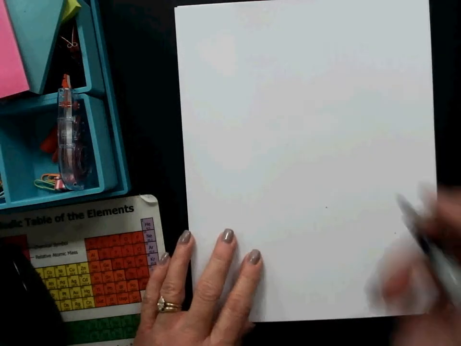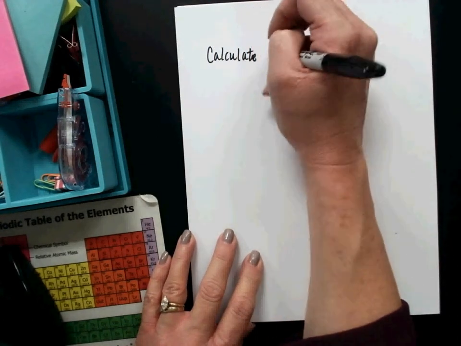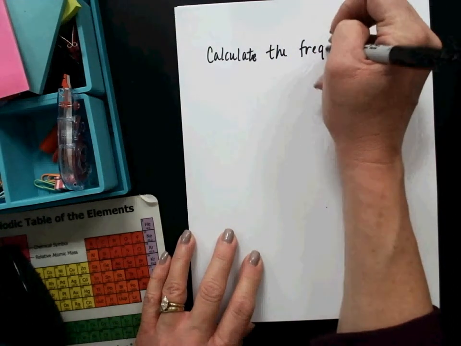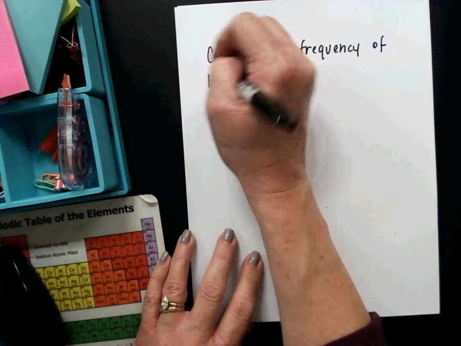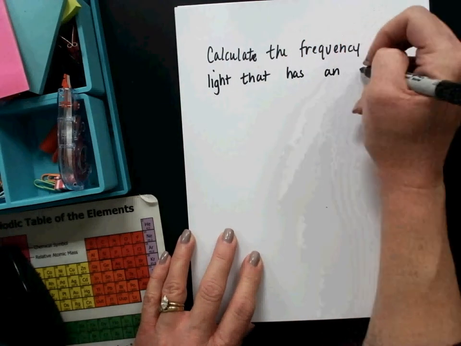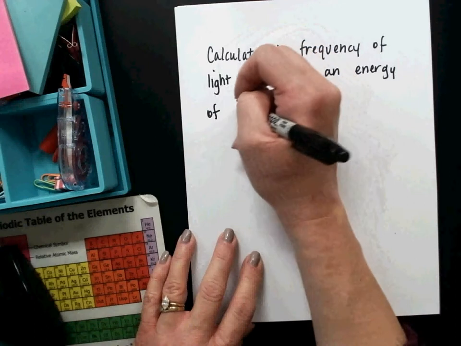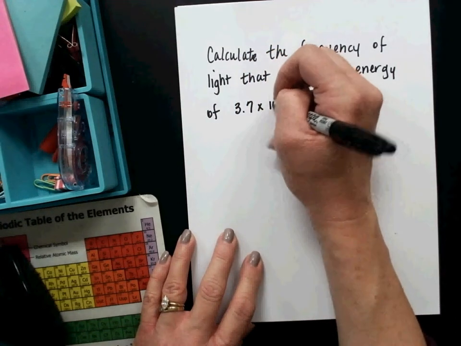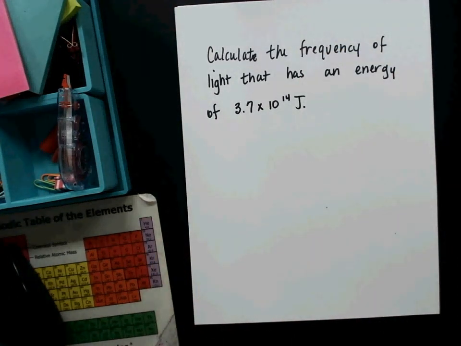Now let's try another one. Let's say, calculate the frequency of light that has an energy of 3.7 times 10 to the 14th joules. Now I'm going to let you just work through that, and then we'll check answers.